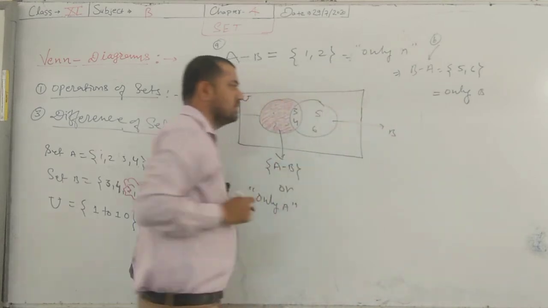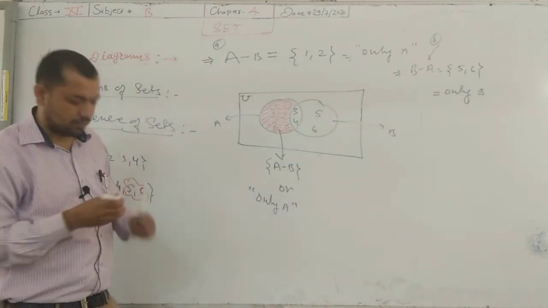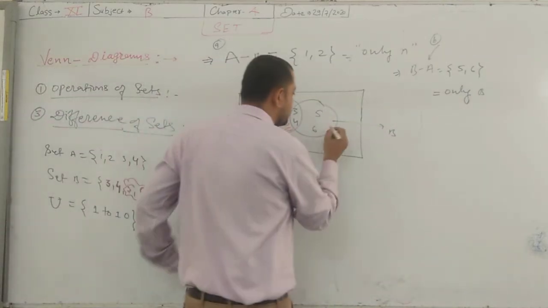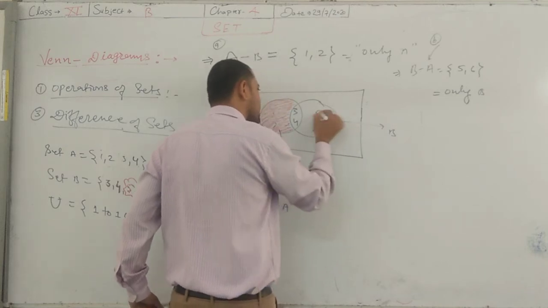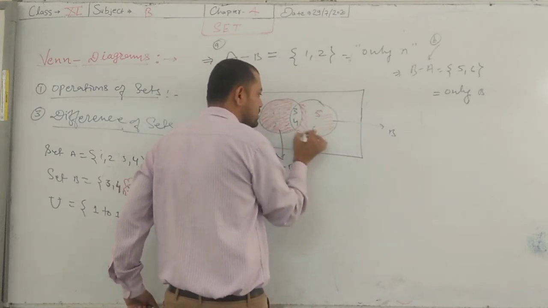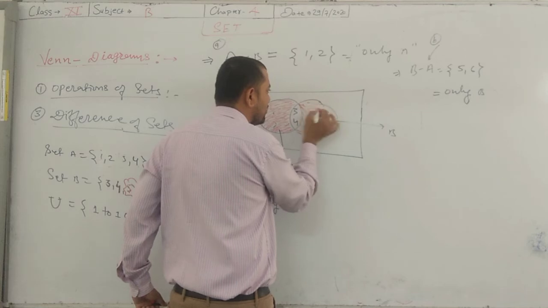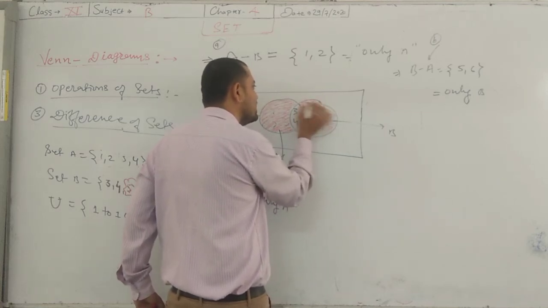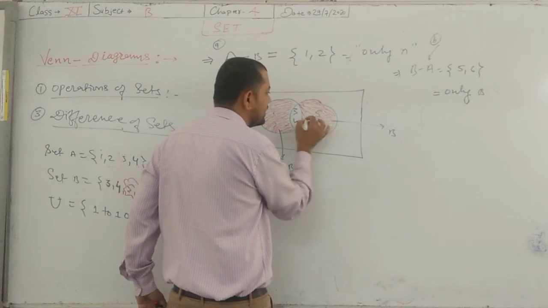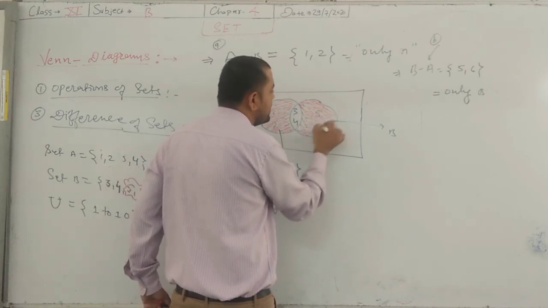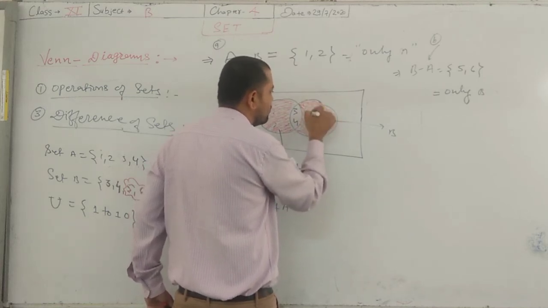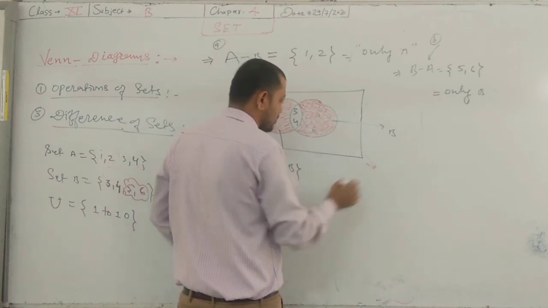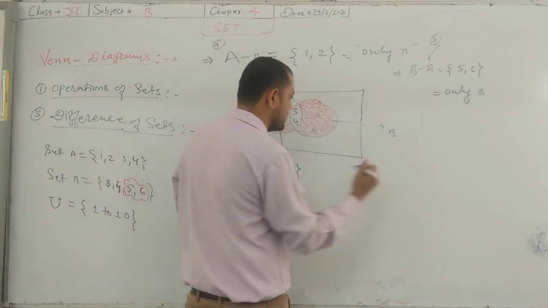In the Venn diagram, 5 and 6 is only a part of set B, and when we shade the portion of 5 and 6, that is the part of B minus A. Okay, that is B minus A.